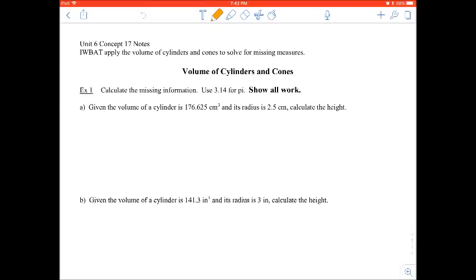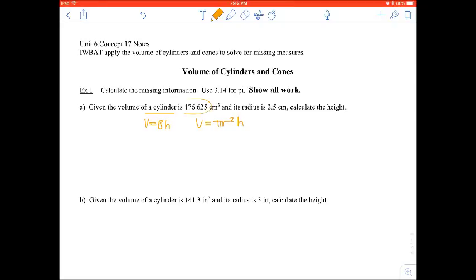Now that you should feel pretty comfortable solving for the volume of cylinders and cones, let's apply the volume to solve for missing measures. So there are a few examples listed on the page. We'll take a look at them, make sure that we feel comfortable solving for missing measures. So for part A, given the volume of a cylinder, so cylinder right away, it should trigger in your mind, we're doing volume equals area base times height, or volume equals pi r squared times h.